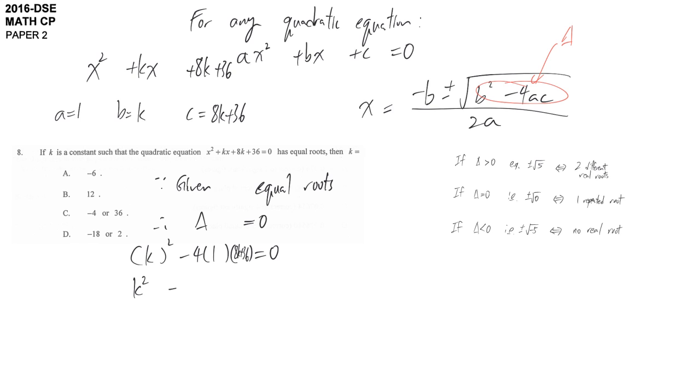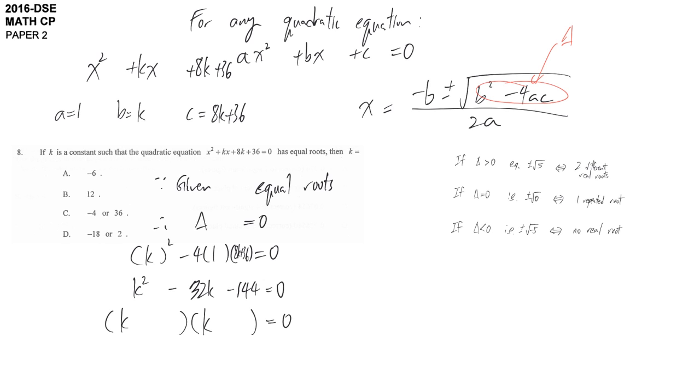k squared minus 4 times 8k, 32k, minus 4 times 36, negative 144, equal to 0. So it forms another quadratic equation where k is our unknown this time. So we can just use our calculator with the coefficients 1, negative 32, negative 144, then we get two results, which will be our answer. Or we use the cross method.